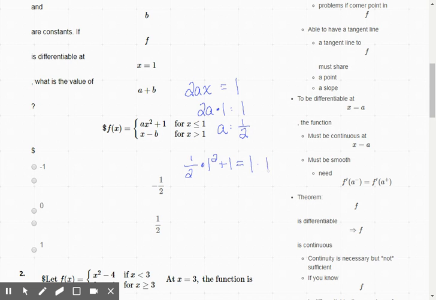And then for the right side, x is 1. We don't know what b is. So we've got 1/2 plus 1 is equal to 1 minus b. So those 1's cancel, and that means negative 1/2 is our b. So if we add a and b, 1/2 plus negative 1/2, we get 0.